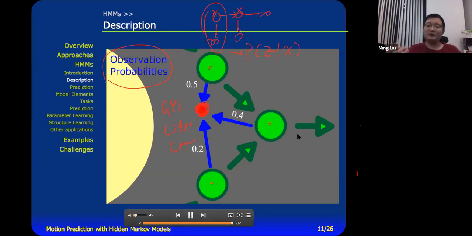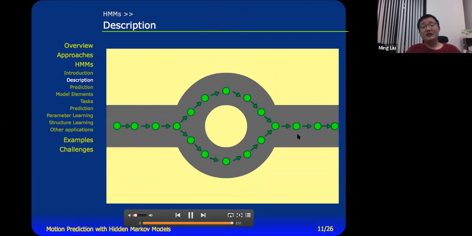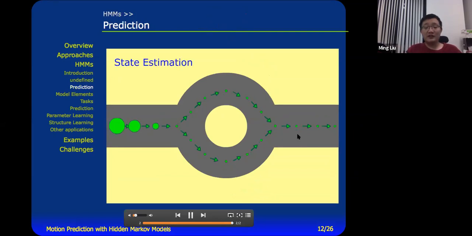That also explains why initially you don't have a good assumption of the position, right? Because it's not assigned to any of the precise states. What happens next? Next is to consider this process dynamically, and then you have state estimation. Basically, the size of the circle shows the probability.